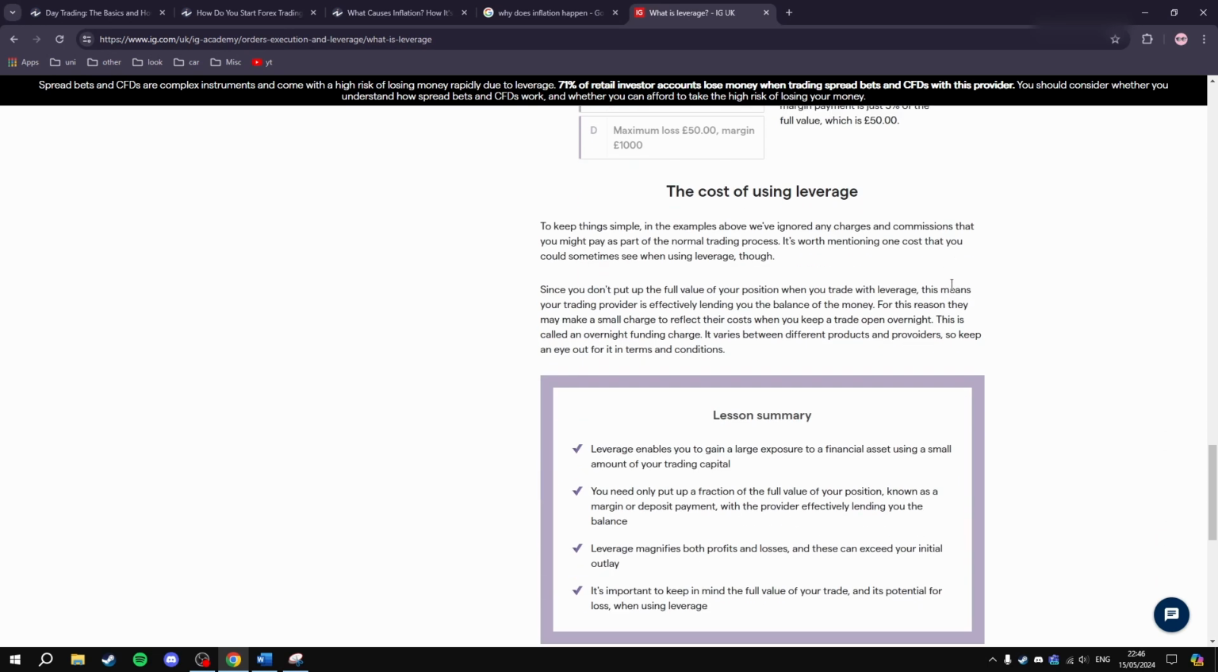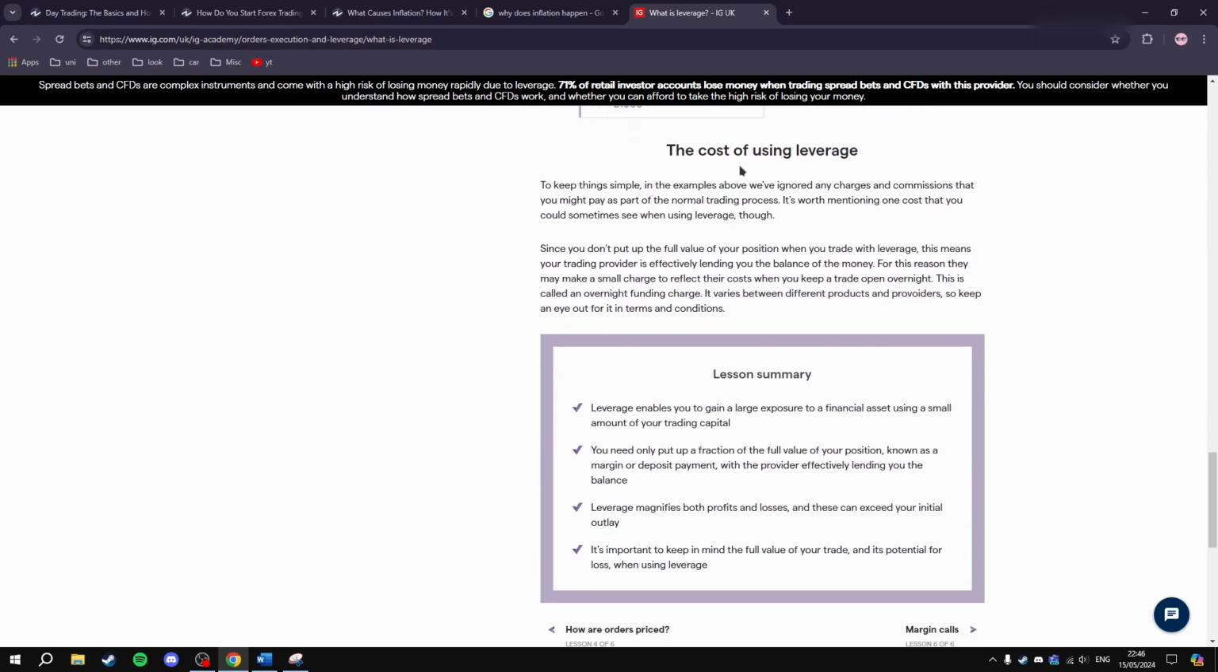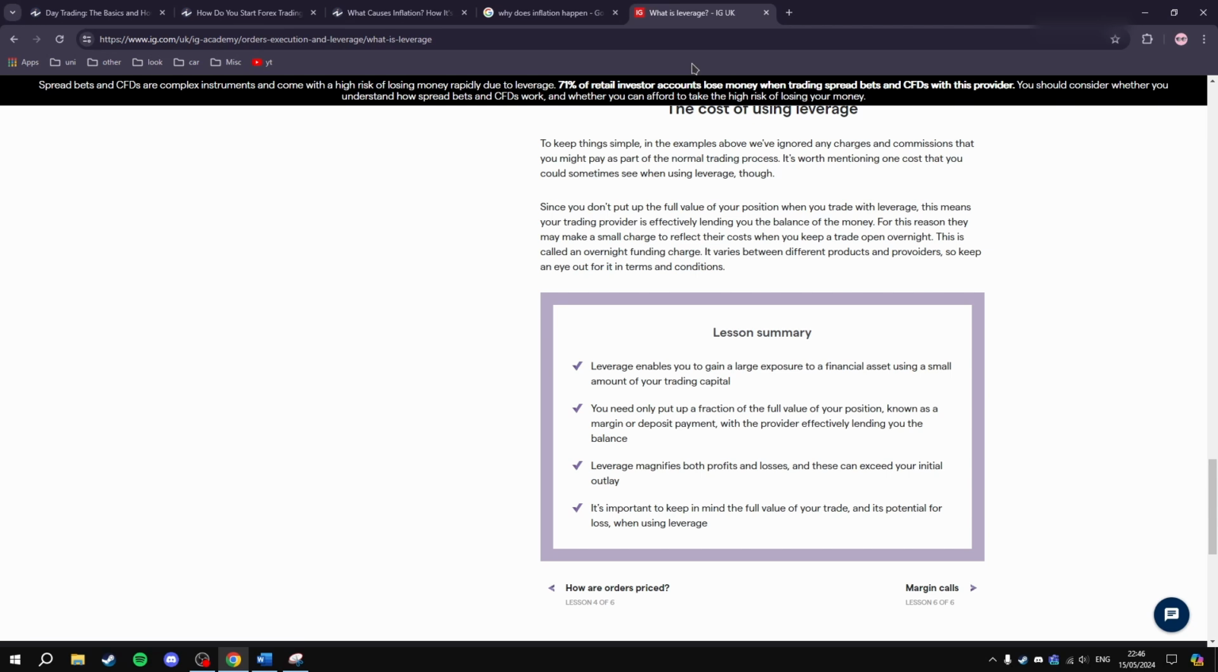Nice. So the cost of using leverage. To keep things simple, in the examples above, we've ignored any charges and commissions that you might pay as part of the normal trading process. It's worth mentioning one cost that you could sometimes see when using leverage though.